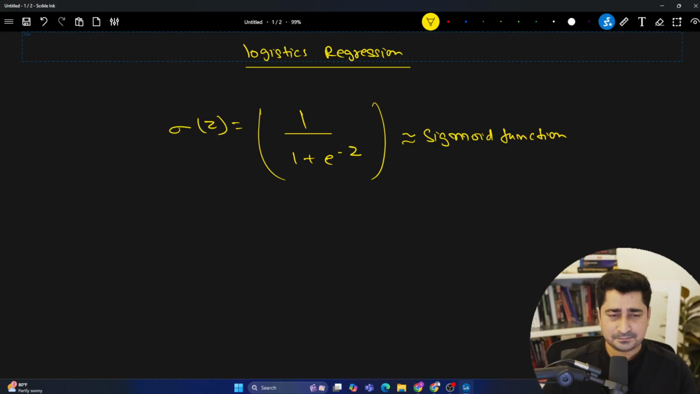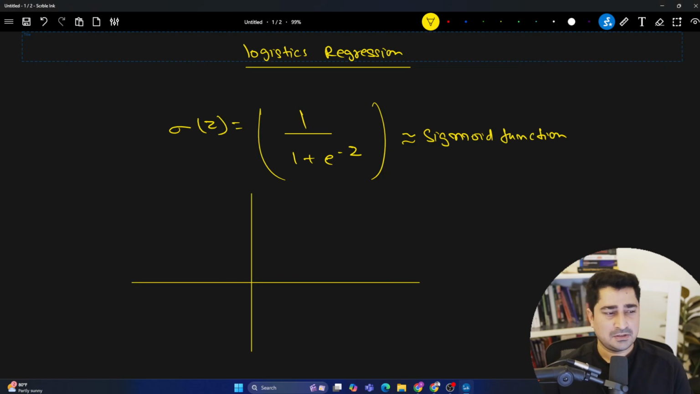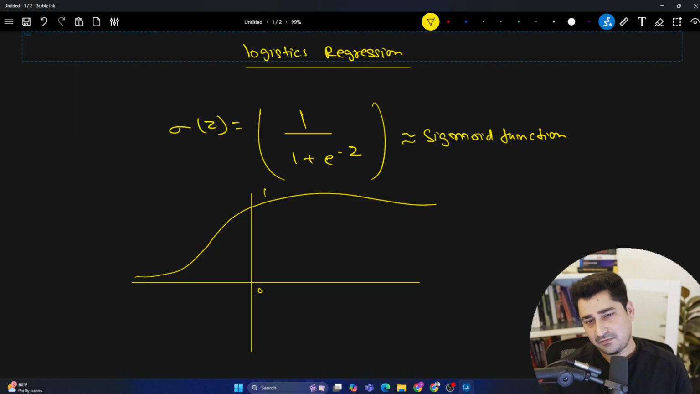Here we have already gone through it, and if I talk about the sigmoid function, if you draw a graph, you will find that the sigmoid function is always going to give you an output between 0 and 1. It doesn't matter what kind of input you pass, this is how the graph looks. It doesn't matter what you pass, from minus infinity to positive infinity.